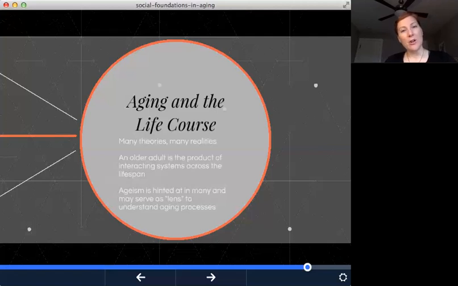So next lecture, I'll be introducing ageism, and that will coincide with the introduction to This Chair Rocks. Definitely read that, and we'll start it up next time.